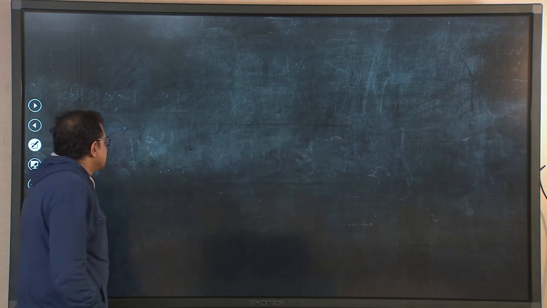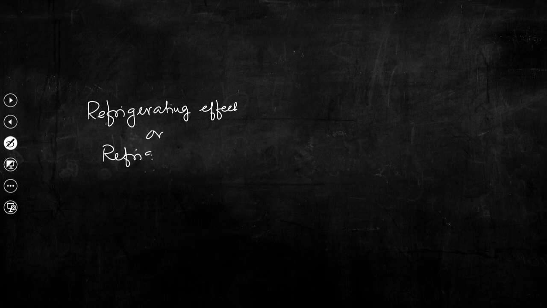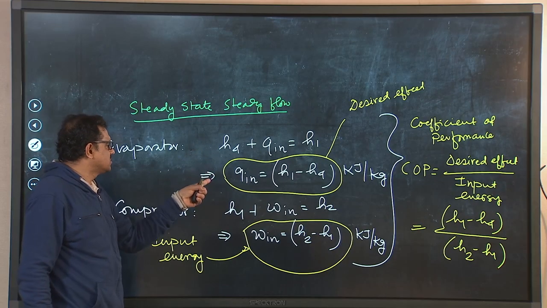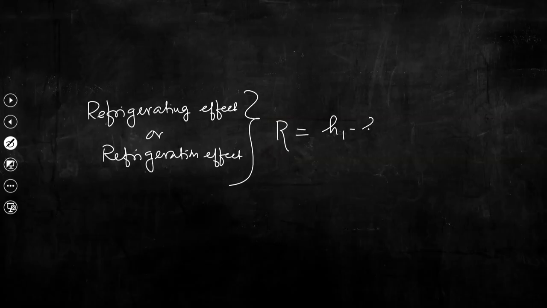So, now what is refrigerating effect? That is also very important. Though I have already discussed this particular term, refrigeration effect, what is this? It is typically denoted by the symbol R. Now, what is refrigeration effect? Essentially, had we applied the steady state steady flow equation across this evaporator, this is H1 minus H4 kilojoule per kg.